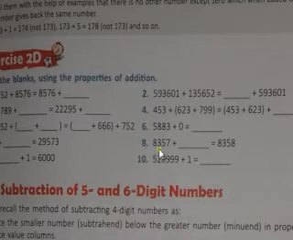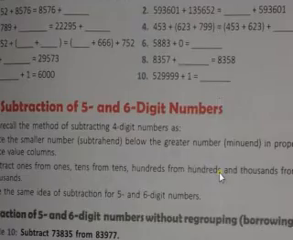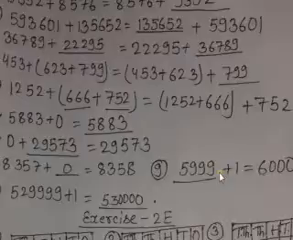And here also you can see 8357, and here it is 8358. Then how much has it increased? 1. So you write 1 over here. And here it is 5,29,999, and when 1 is added, it will become 5,30,000. So it will be 5,30,000 over here, as you can see in the solution.